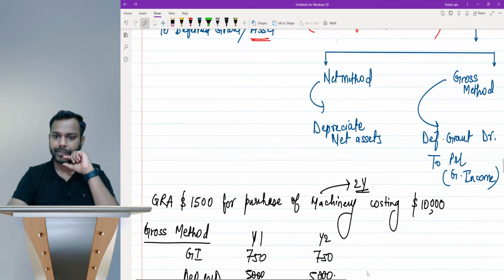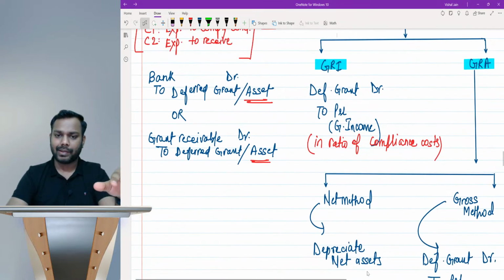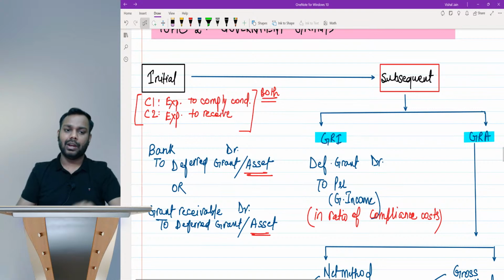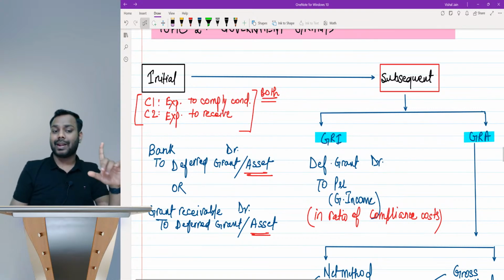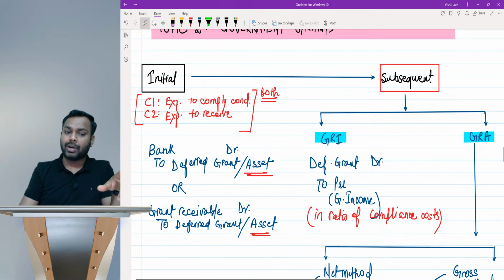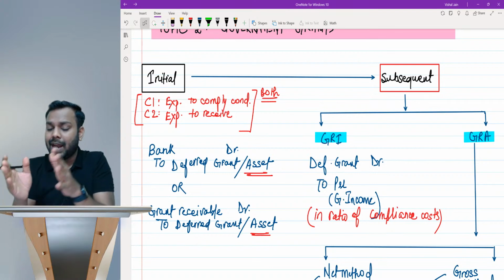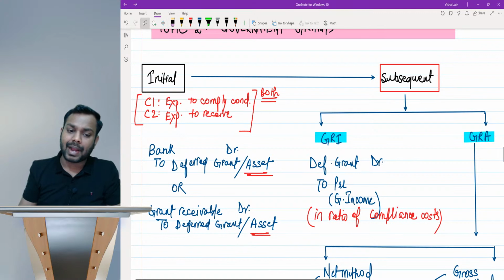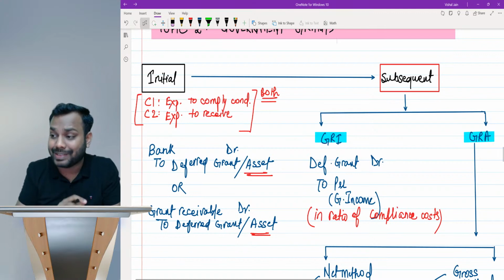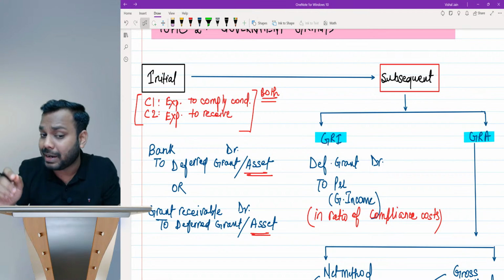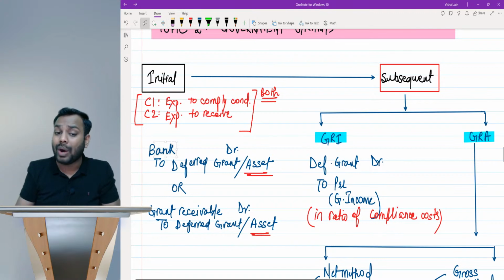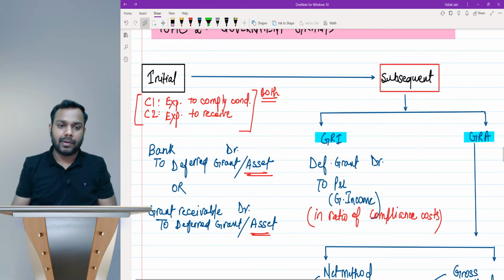What happens in the net method? Now again, let's read this chart again. Initially, we will recognize the grant only if these two conditions are satisfied, right? So we will pass bank account debit to deferred grant in all the cases for grant related to income. If it is grant related to assets and we are following gross method, then again we will pass bank account debit to deferred grant. If it is grant related to asset and we are following net method, then we will pass bank account debit to asset, or grant receivable account debit to asset, right?